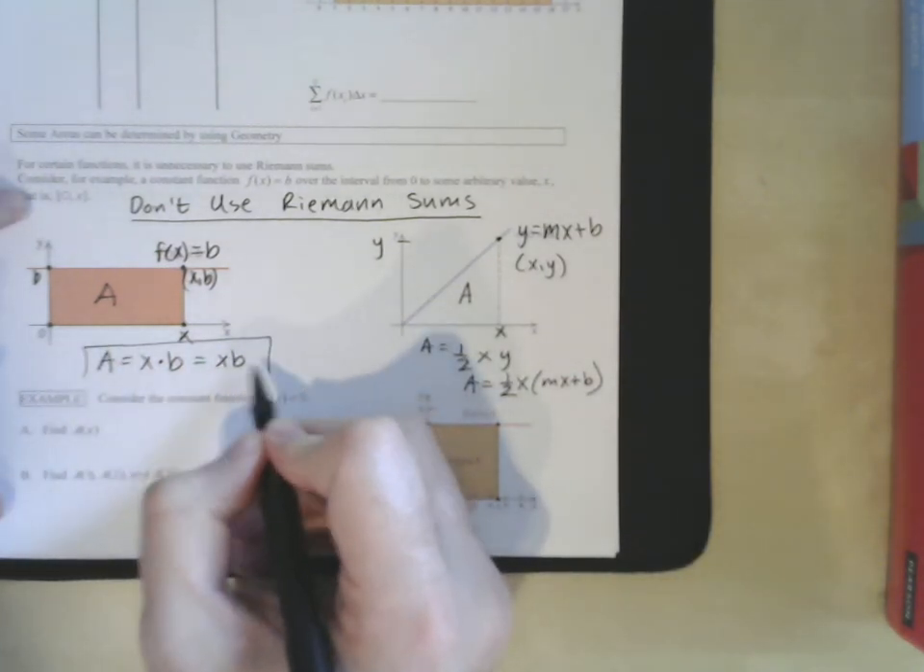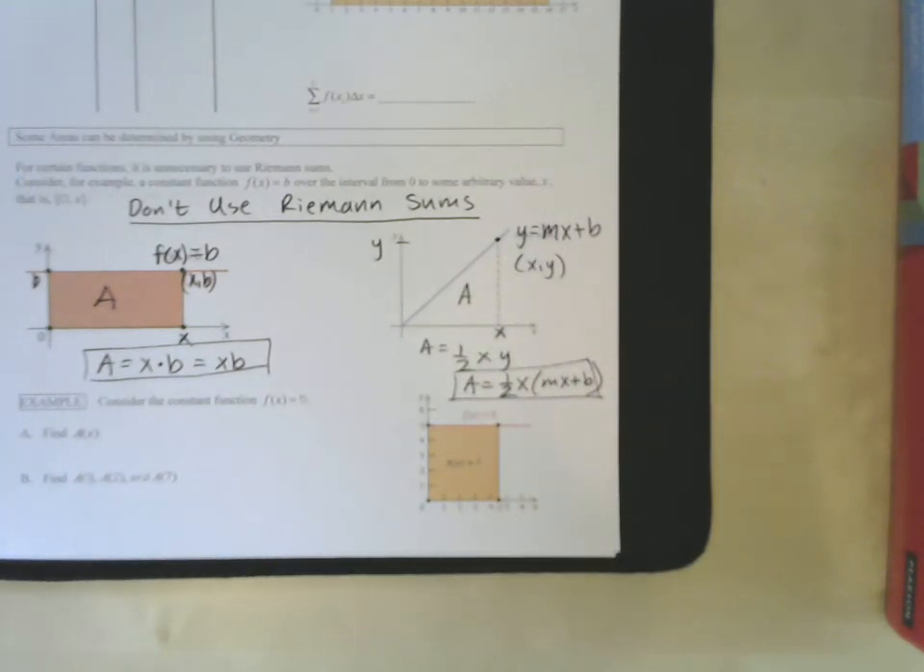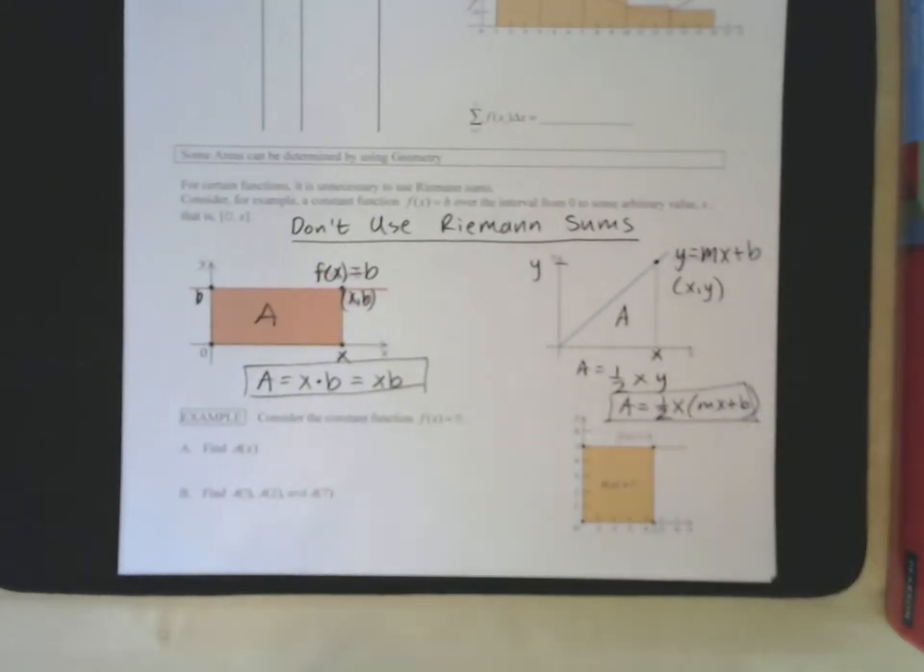So when you have a constant function or a linear function, do not use Riemann sums. It will only make you do more work and make you more frustrated. We have known area formulas that we can use. So let's take a look at a last little example here, and then we'll introduce the big topic for the next section and call it a video.